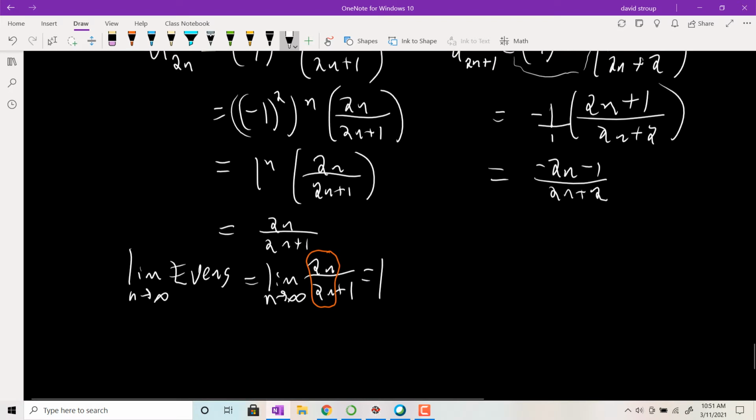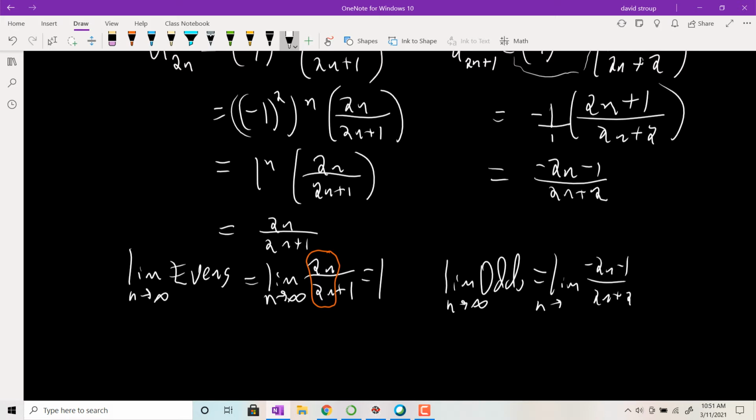So in this case, the limit of the odds will equal the limit of negative 2n minus 1 all over 2n plus 2 as n goes to infinity. And then from our superpowers, we're able to look at just this part. Negative 2n over positive 2n is negative 1. And so the limit of the odds is not equal to the limit of the evens, and hence the limit of the sequence does not exist.